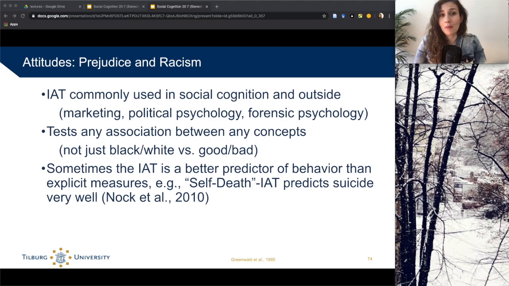The IAT is commonly used in social cognition and also outside of this field. For instance, in marketing, political psychology, forensic psychology, there are many applications where the IAT is used. What you can basically do is test any associations between concepts. So it doesn't have to be just black, white versus good, bad. It could also be vegans versus meat eaters. It could be childless people versus people with lots of babies. There are just a billion different options for what you could use the IAT idea for.